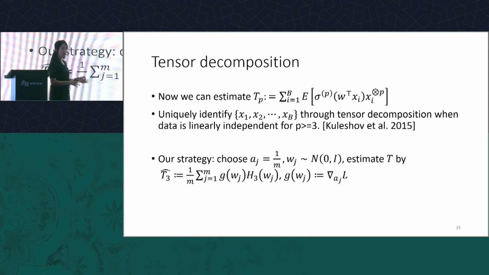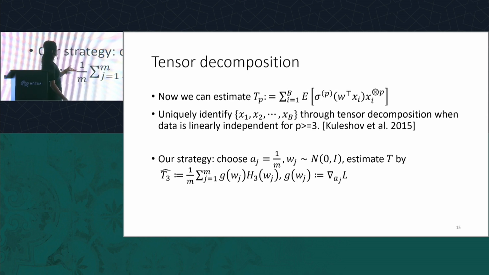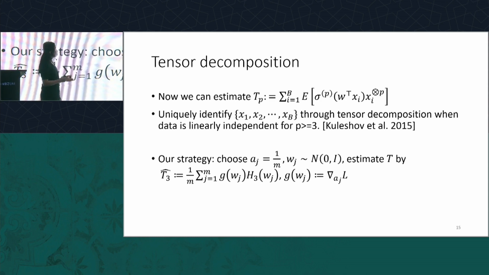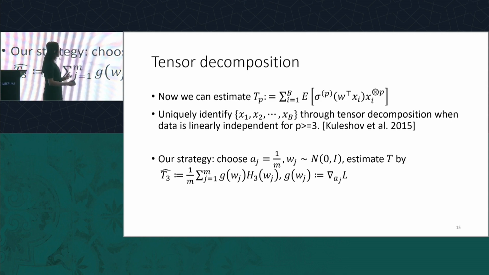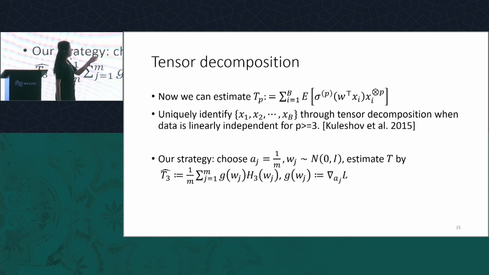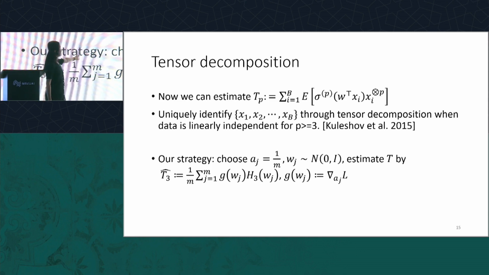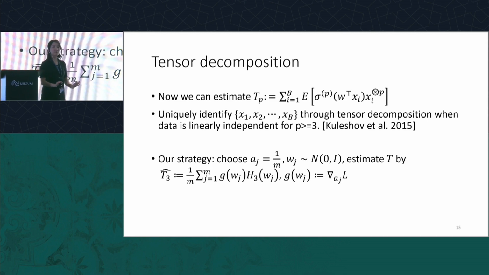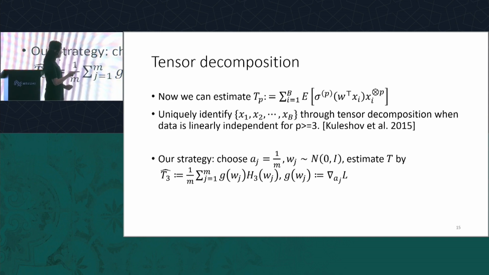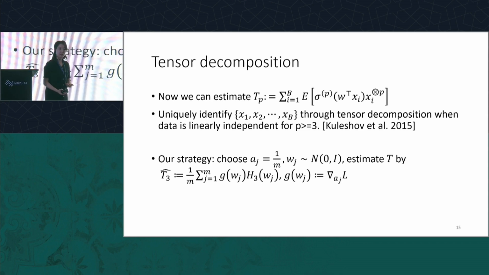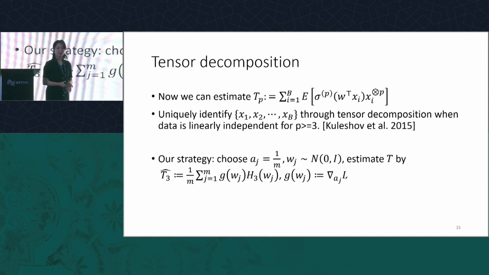So the main next step is, of course, tensor decomposition. We show that with the gradient information we have from federated learning, we can estimate this T_p, which is of this form. And as long as p is greater or equal to 3, we can uniquely identify x1 through xp, if they are linearly independent of each other, with tensor decomposition. Of course, in general, tensor decomposition is hard, but this is to say that from the gradient information, we are able to identify x1 through xp. This is a statistical result. If we have enough computational power, we are able to identify that.